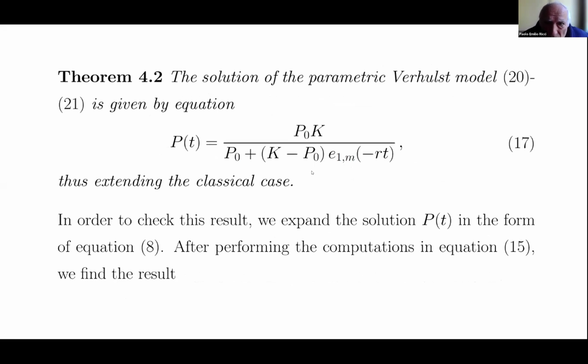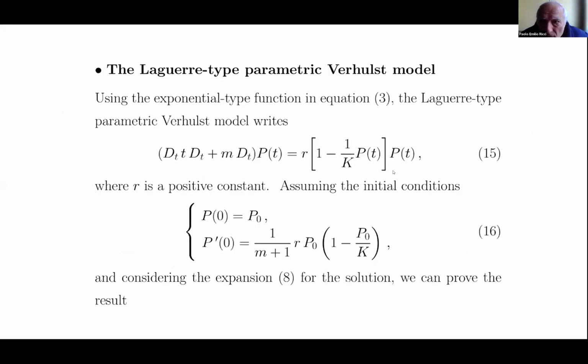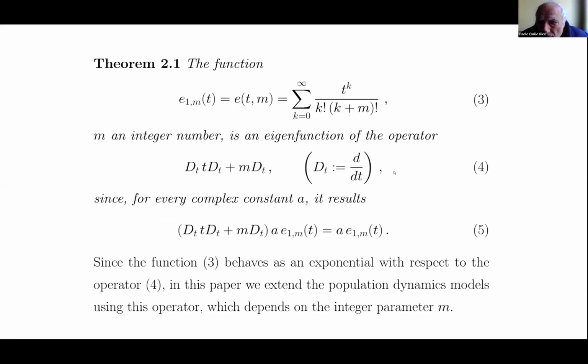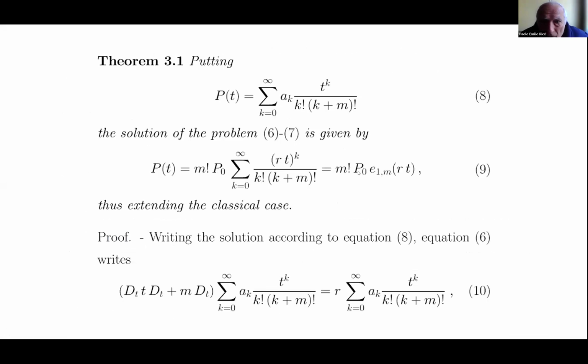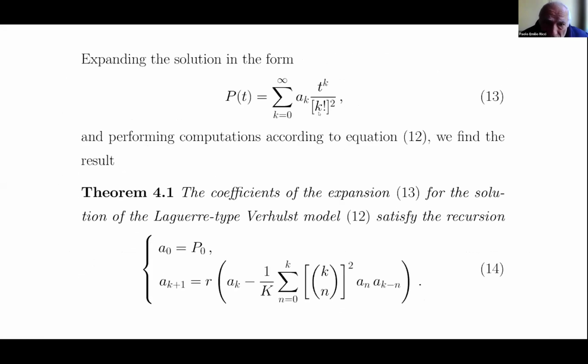In this case, the solution of the parametric Verhulst model is given by this equation, which extends the classical case, in which for m equals 0, you find the case in which this is the Laguerre-type exponential. In order to check this result, we expand the solution in the form of equation 8. Equation 8 is the expansion in which you find this power divided by the factorial squared, with unknown coefficients.